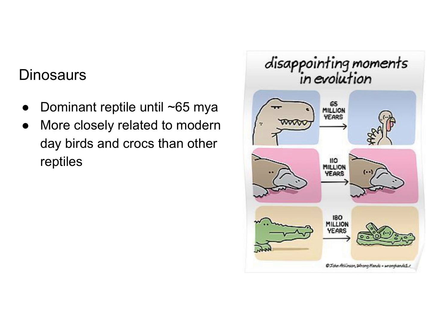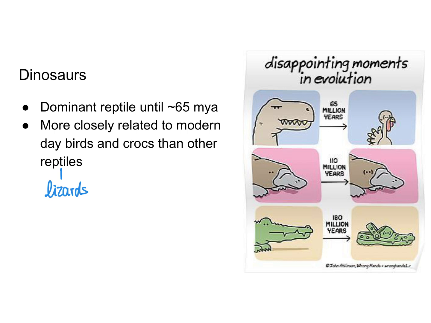Dinosaurs were the dominant reptile on Earth until about 65 million years ago. And evolutionary evidence indicates that they are more closely related to modern day birds and crocodilians, which includes alligators, than other reptiles. So we usually think of dinosaurs being closely related to lizards, but in reality, they are more closely related to birds and crocodiles and alligators than they are to lizards or turtles.